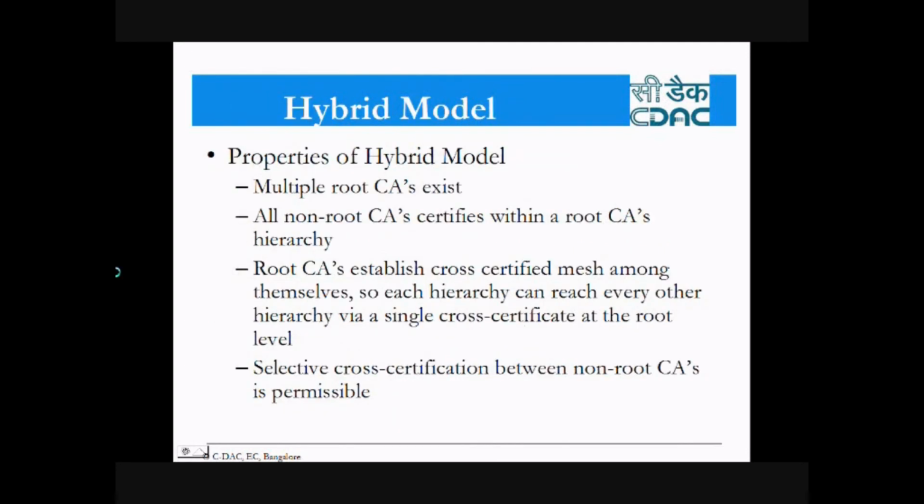The next one is a hybrid model, which has both hierarchical as well as cross-certification, but at different levels. Let us look into it. Here, there are multiple root certifying authorities, and all the non-root certifying authorities will be certified within a root certifying authority. Now the root certifying authorities establish a cross-certified mesh among themselves, so each hierarchy can reach every other hierarchy via a single cross-certificate at the root level. Selective cross-certification between the non-root certifying authorities is also permissible.